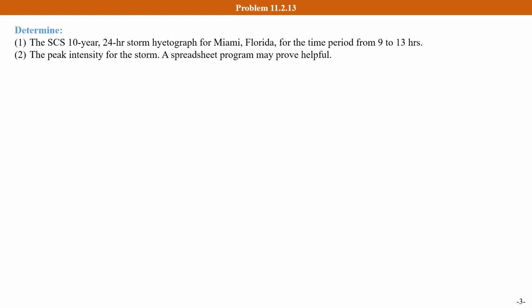Now let's take a look at the third problem. In this problem, we need to calculate a 10-year, 24-hour storm hyetograph for Miami for the time period from 9 to 13 hours. And we also need to determine the peak intensity for the storm. Now let's calculate the hyetograph first.